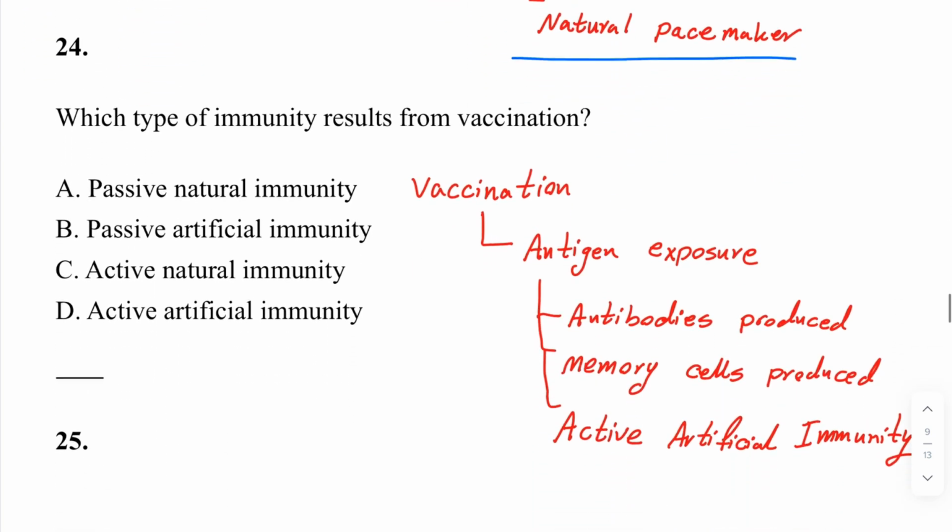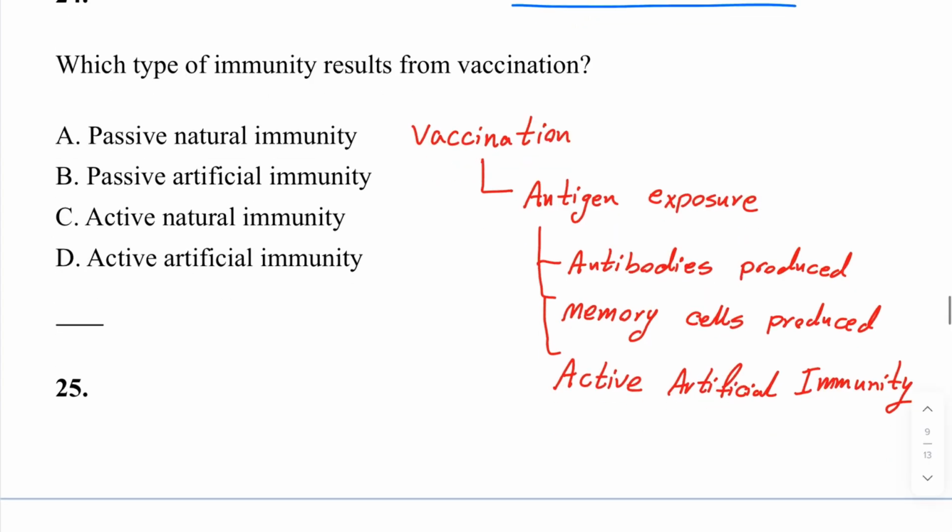25. Which type of immunity results from vaccination? A. Passive natural immunity. B. Passive artificial immunity. C. Active natural immunity. And D. Active artificial immunity. So, vaccines expose the immune system to an antigen without causing the full disease. The body responds by producing antibodies and memory cells, plasma cells.